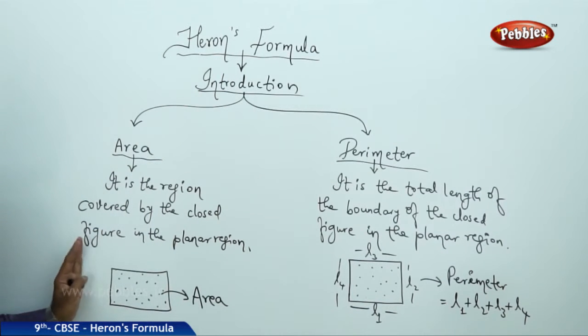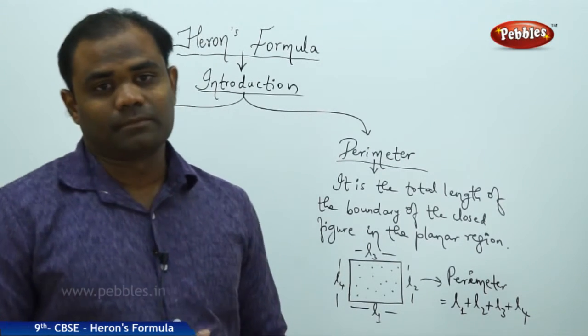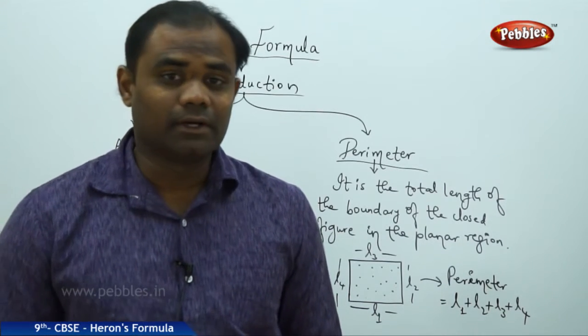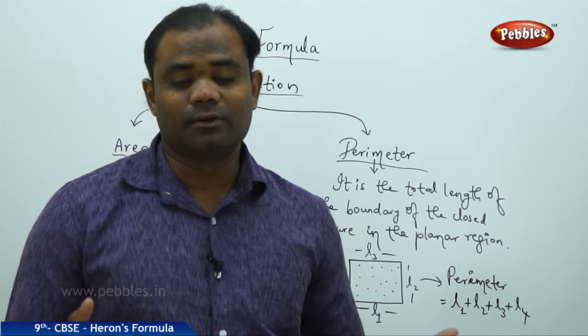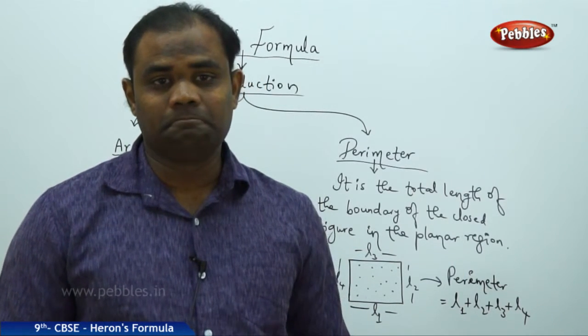The region covered by the closed figure, this whole region, is called area, and the length of the boundaries is called perimeter. This is how we understand the difference between the area and the perimeter for a closed figure in the planar region. Area and perimeter.